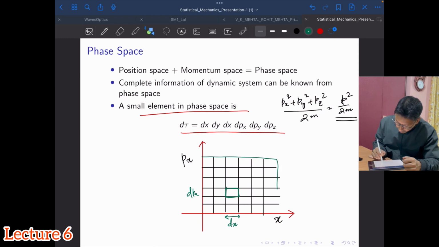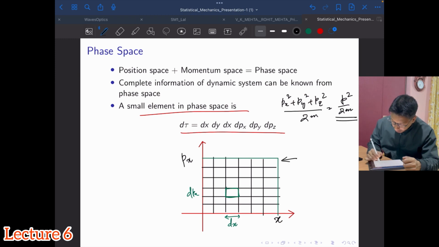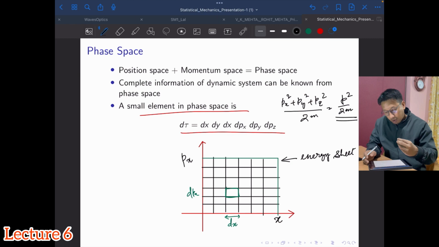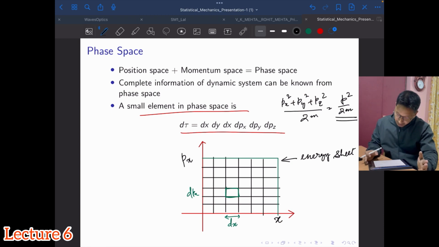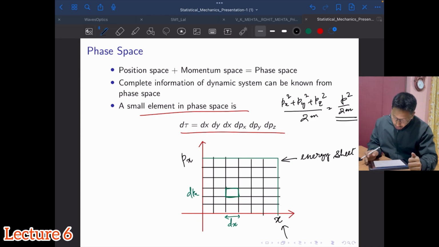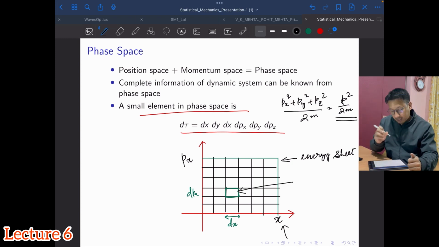So this representation you can think of as the energy sheet. Why am I calling it that? Because this gives you the energy of the system along x, the momentum along the x-axis, so the energy associated with the x direction. Similarly, on the other side we get the location or coordinates of the system or particles along the x-axis. This smallest box that you can see is called a phase cell.